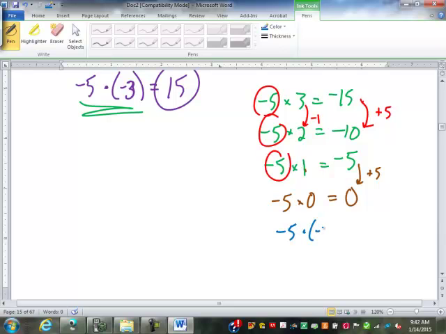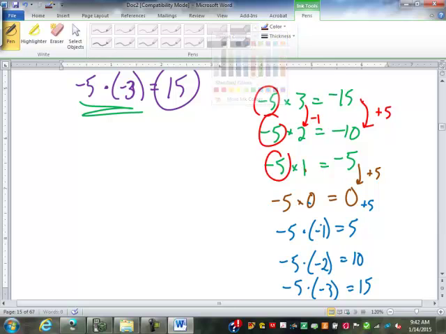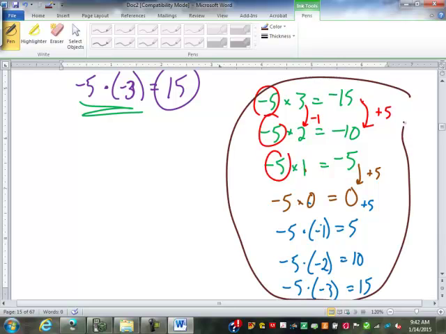So if we keep going now, negative 5 times negative 1, we'll reduce this by 1, so this has to go up by 5. That's got to be a positive 5. Negative 5 times negative 2, it has to go up by 5 more, it would be 10. Negative 5 times negative 3 has to go up by 5 more, or 15. What do you think? So when you multiply a negative times another negative, the answer is positive. And the reason for it is because it continues our pattern.